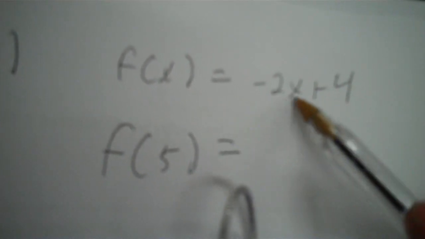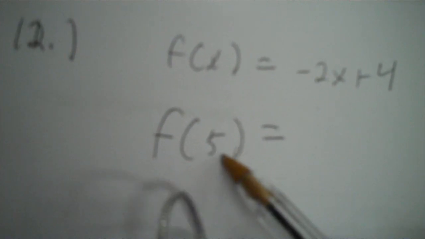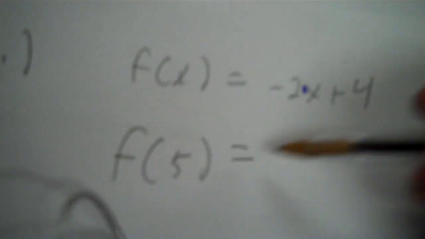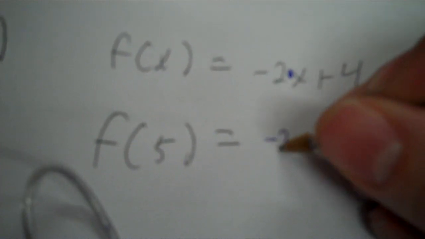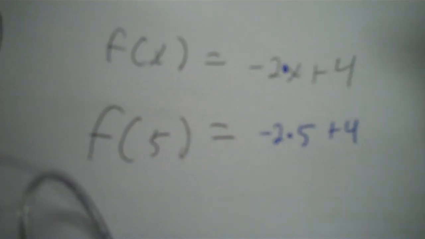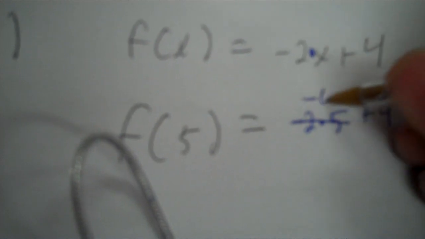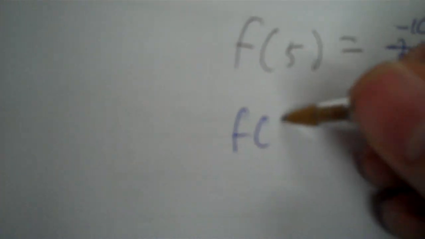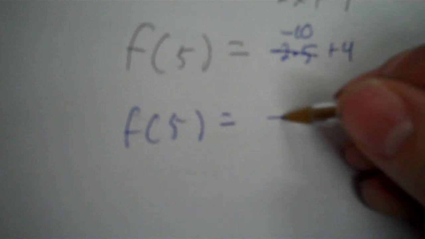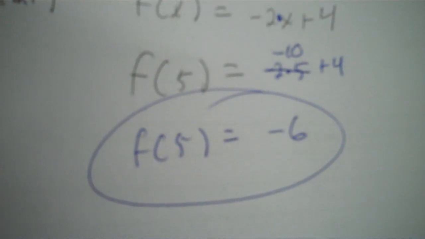Negative 2 is known as your slope in physical science. That's what it changes by. Okay, this one's easy. This is called function notation. F of x equals negative 2x plus 4. F of 5 means you simply put 5 into the function for x and evaluate. So negative 2 times 5 plus 4. You multiply first, negative 10. Then negative 10 plus 4 is negative 6. So write the answer right there. F of 5 equals negative 6.